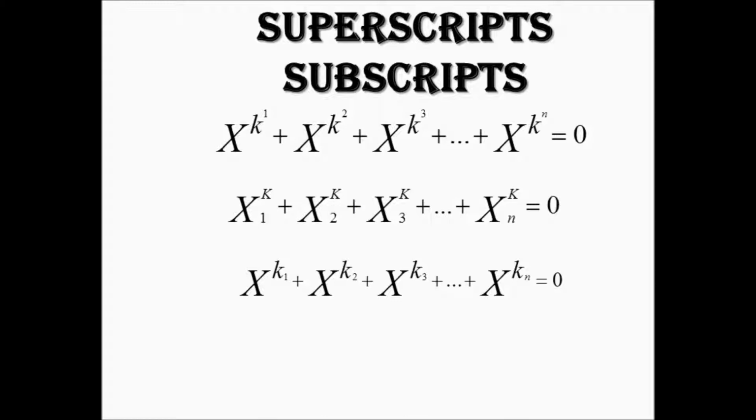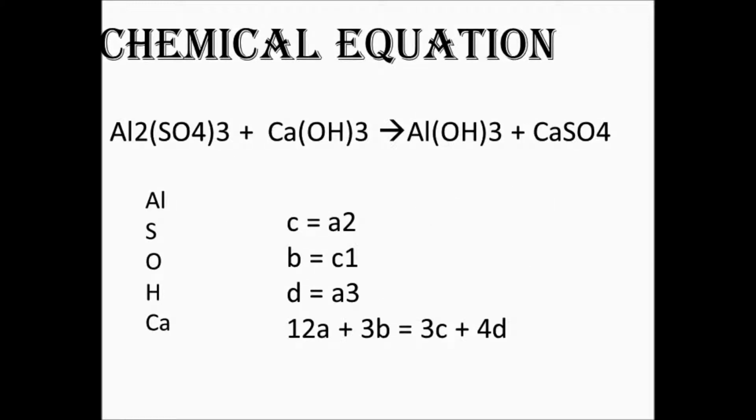X power open bracket k index 1 closed bracket plus x power open bracket k index 2 closed bracket plus x power open bracket k index 3 closed bracket. Continue until x power open bracket k index n closed bracket equals 0. Al index 2 open bracket SO index 4 closed bracket index 3 plus K open bracket OH closed bracket index 3 yields Al open bracket OH closed bracket index 3 plus K2 SO index 4.